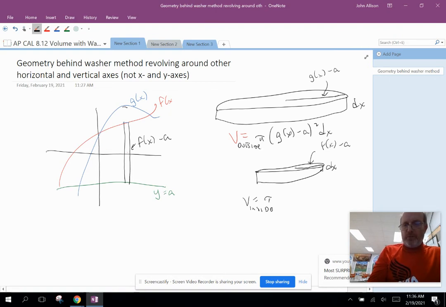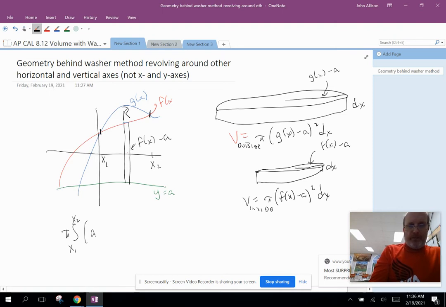The volume of the smaller disk is going to be pi times the radius of this disk squared times dx. And so to find the volume of the region R revolved around this axis y equals a, we're going to get the integral. Let's call this x1, and let's call this intersection x2, which bound this region. We're going to integrate from x1 to x2, and this is going to be pi, the outside first.